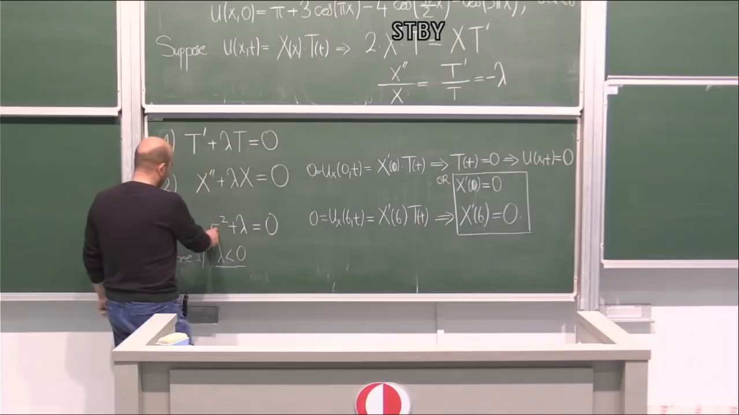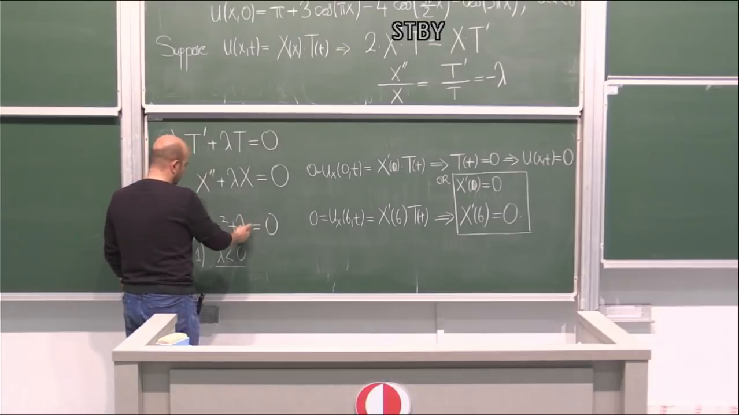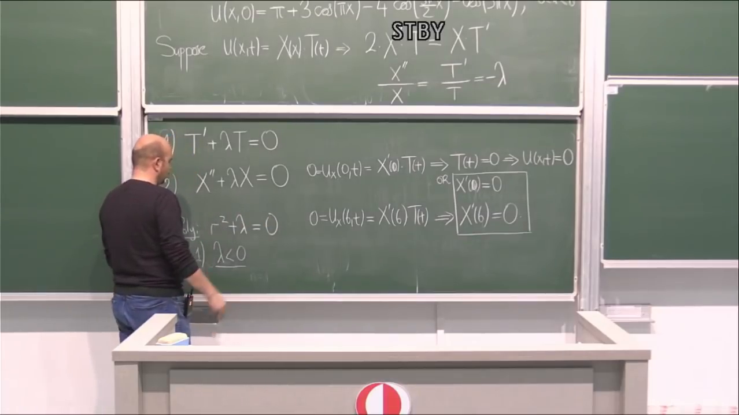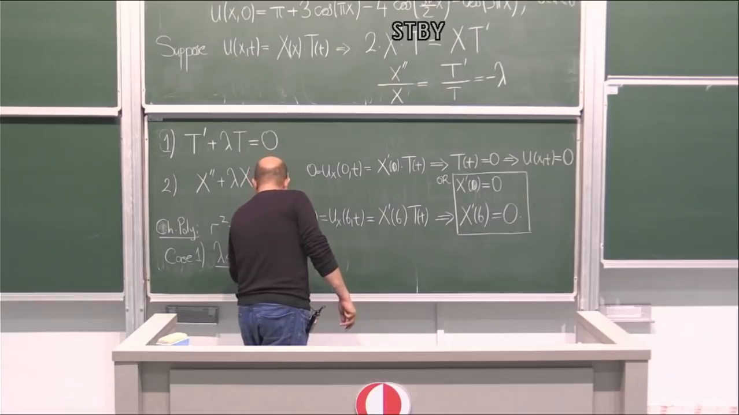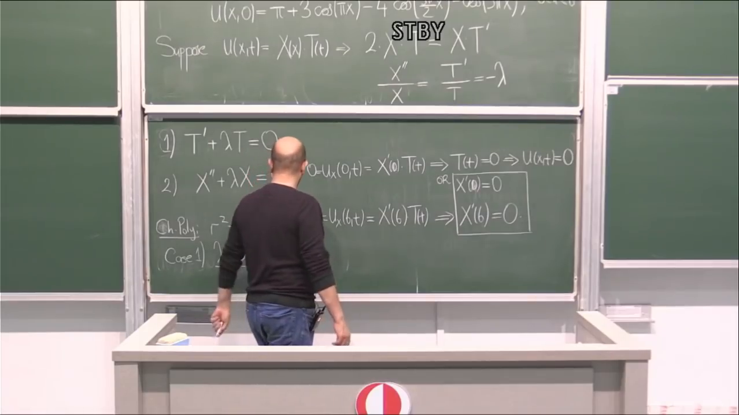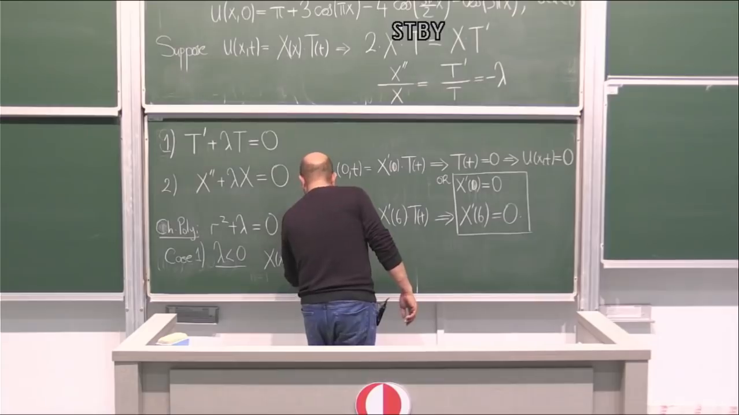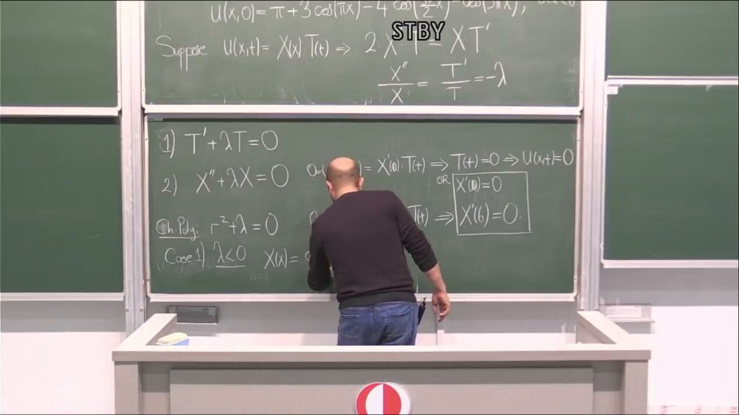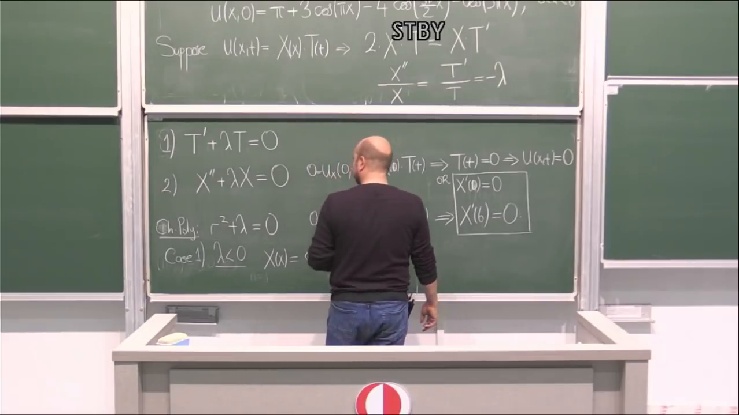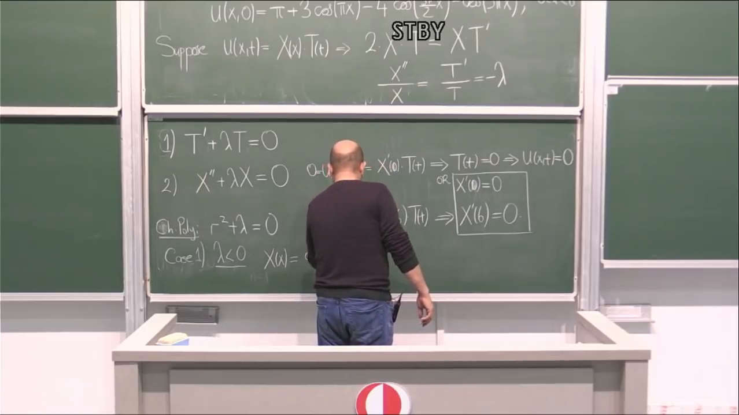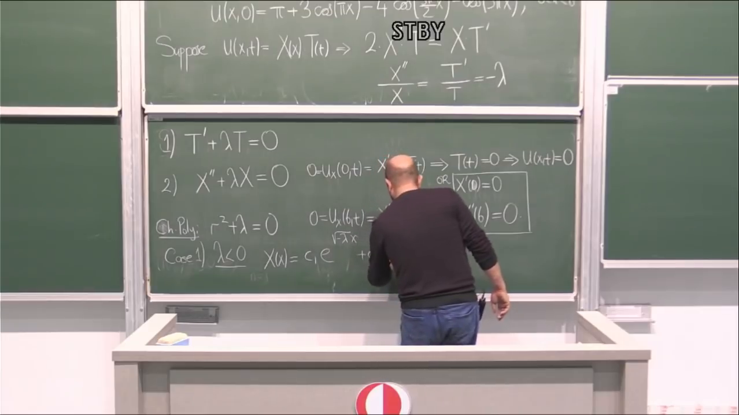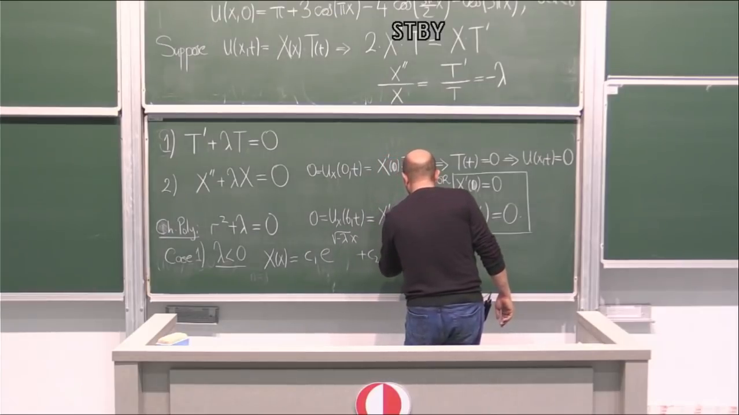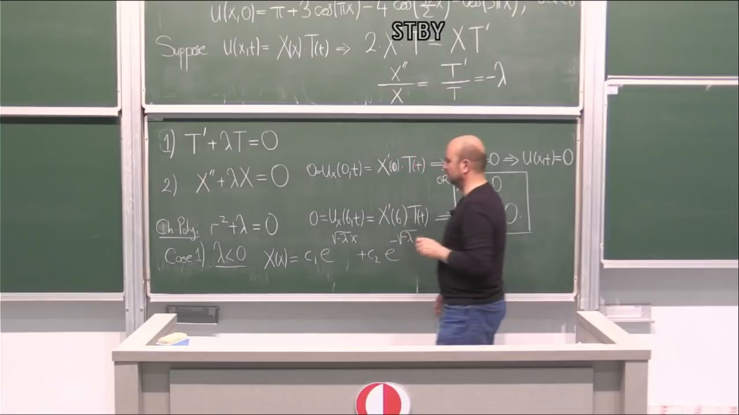If lambda is negative, we get r squared equal to a negative number, so you can take it to the other side and take the square root. You will have 2 roots. So this time our solution will be x of x is equal to c1 e to the square root of minus lambda x plus c2 e to the minus square root of minus lambda x. This will be the solution.